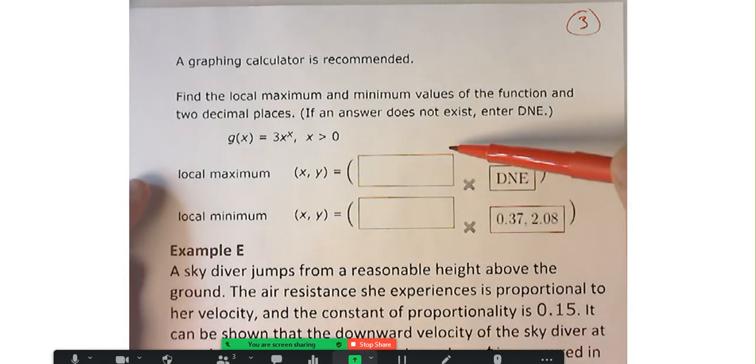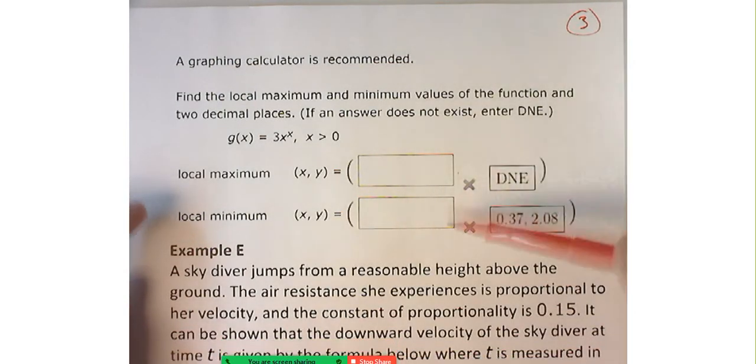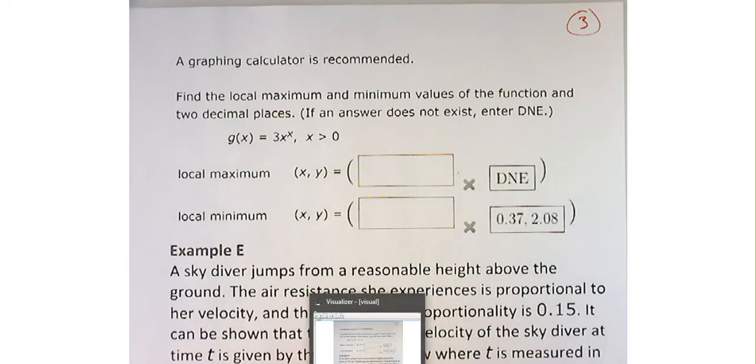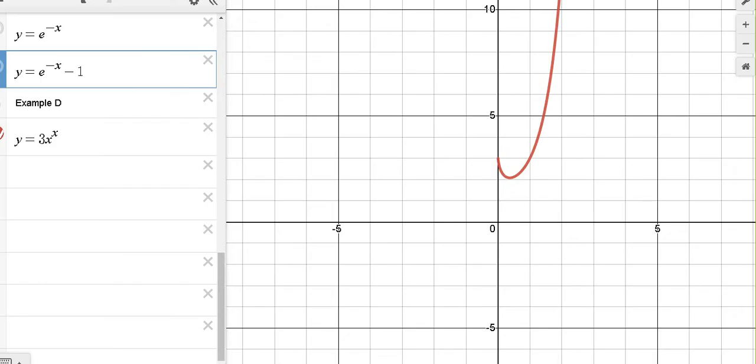Find the local minimum or local maximum. So local minimum and local maximum, these are points that are kind of lower or higher than any nearby point. So let's take a look at the graph. This graph doesn't really have a local maximum, at least in my humble opinion. I don't count that one as a local maximum.